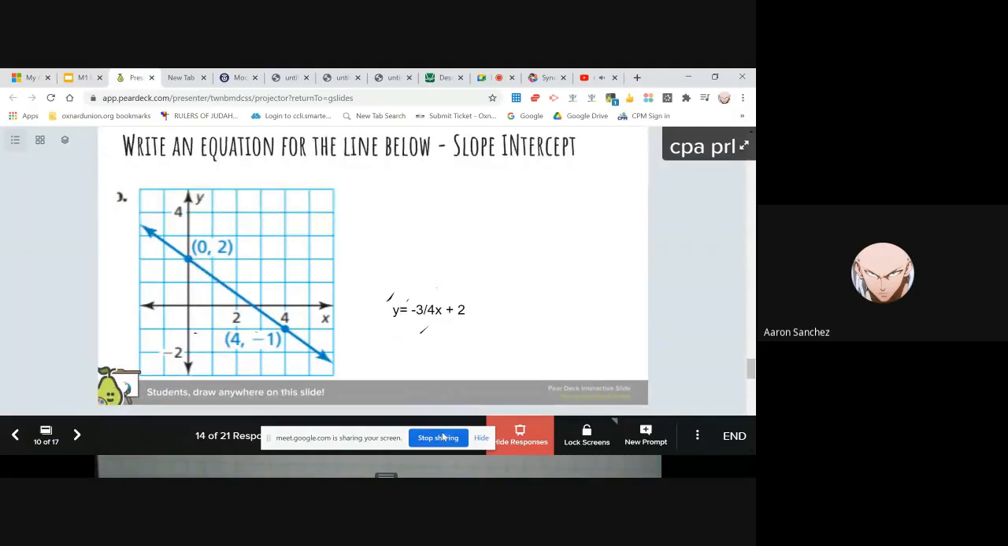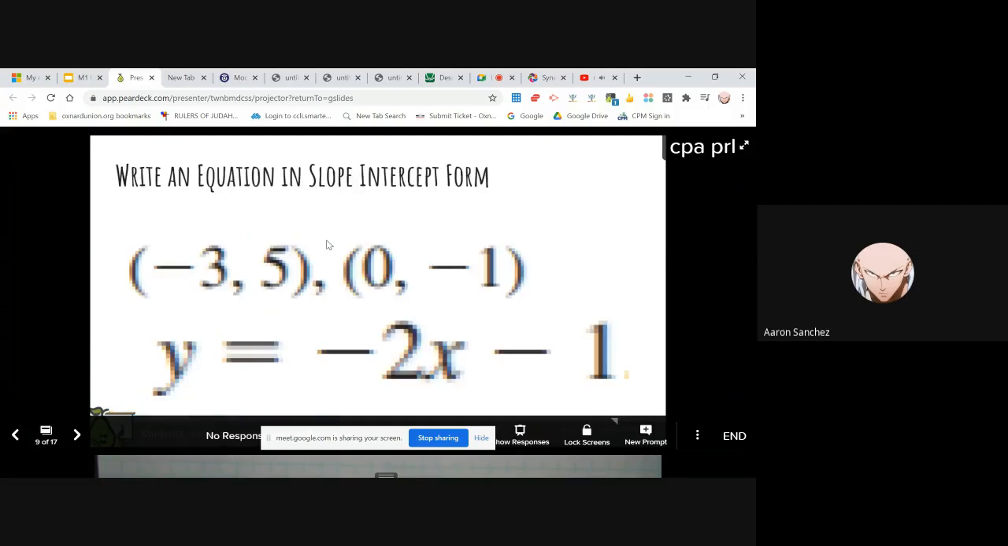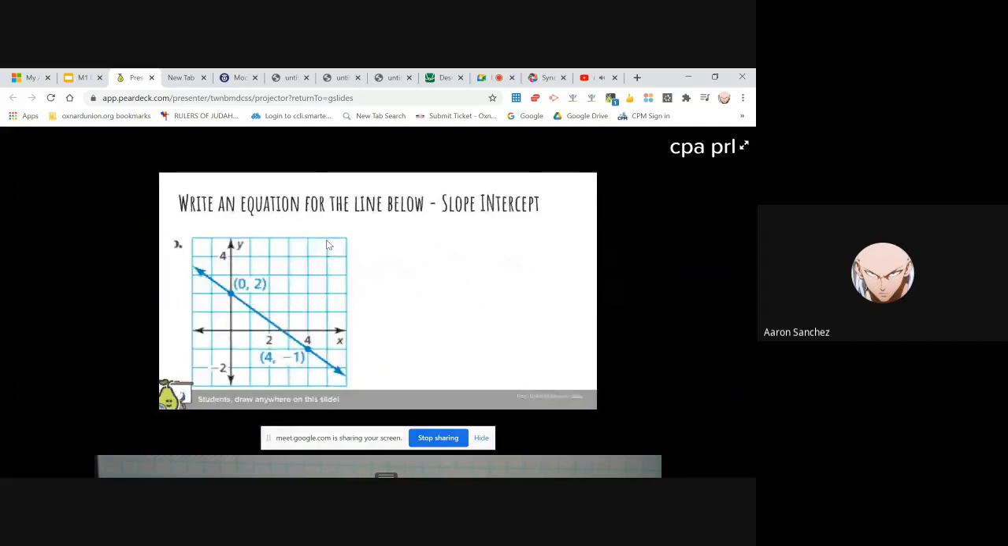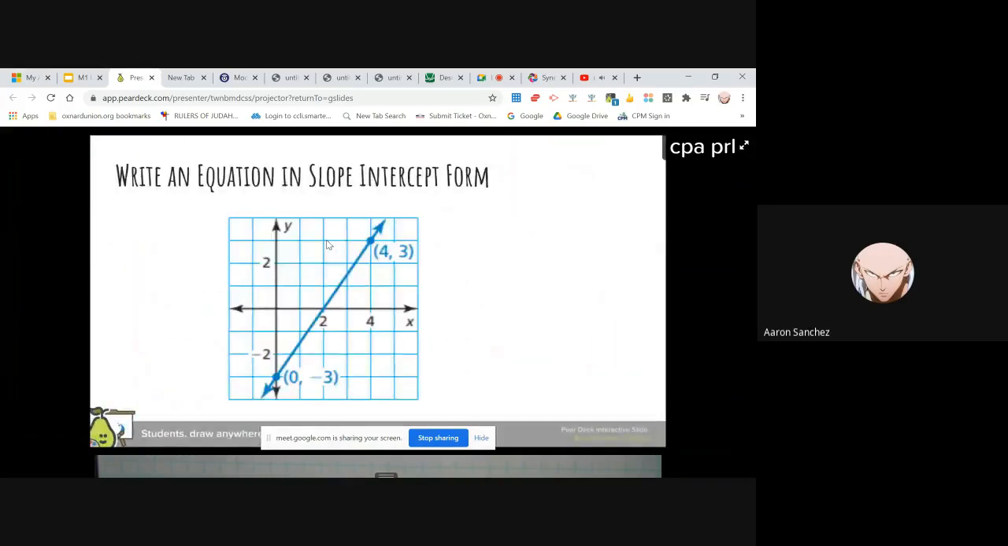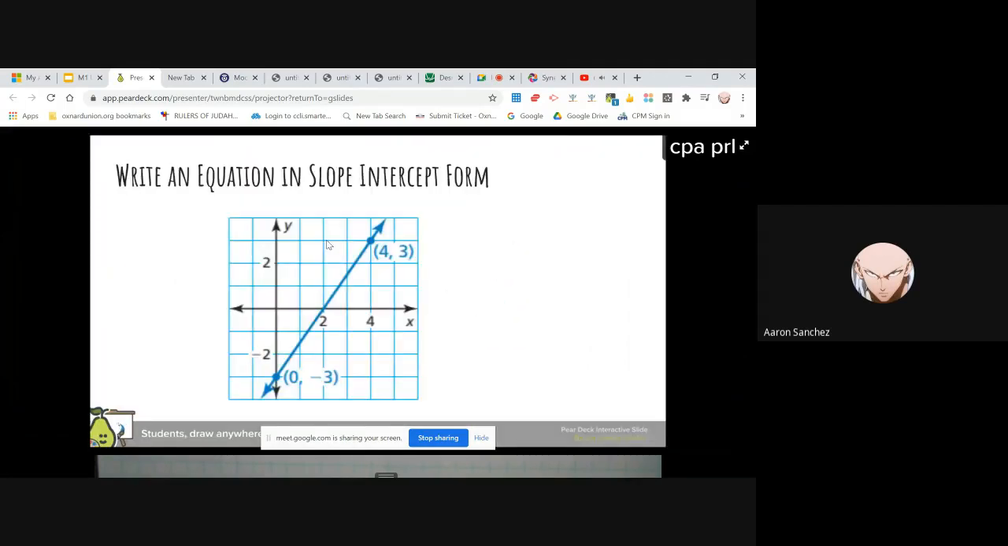Let's do another one. I was going to show you another one. Okay, let's look at this one real quick. We did this yesterday, but why don't you guys do this one? Write an equation for this one because no one got that last one, so we got to do this one again. Write an equation for this one here.